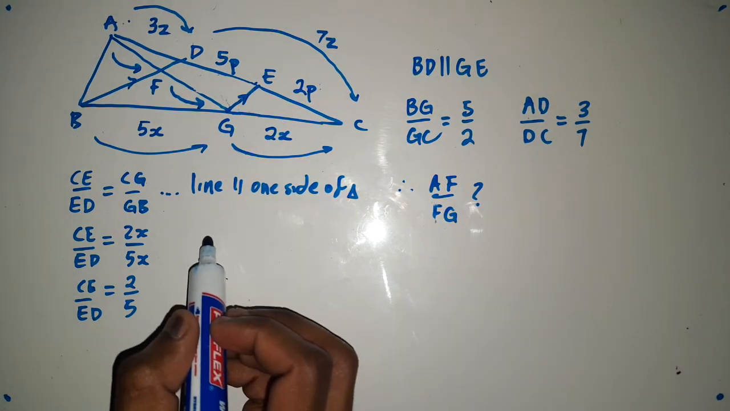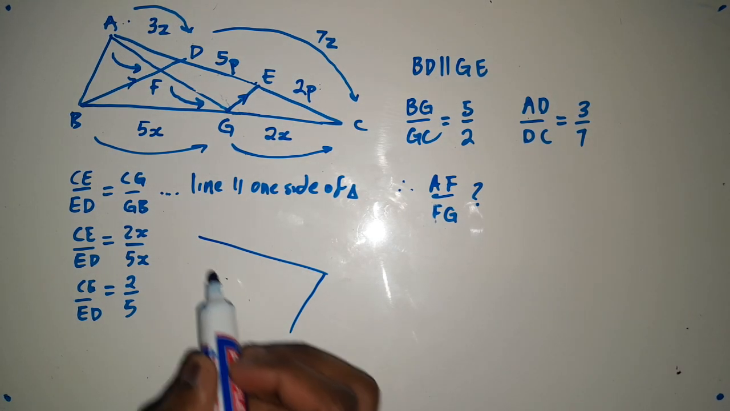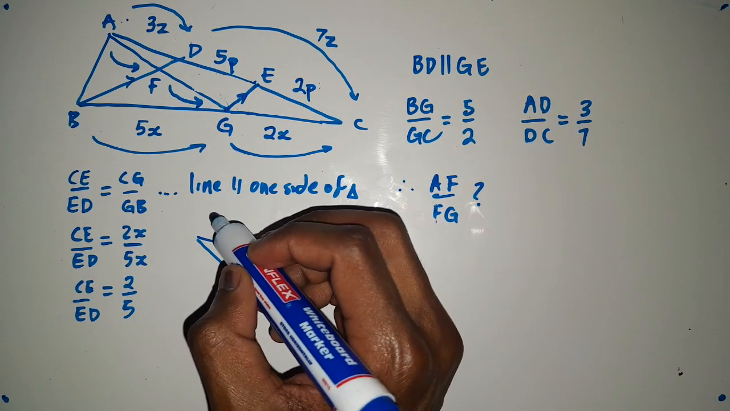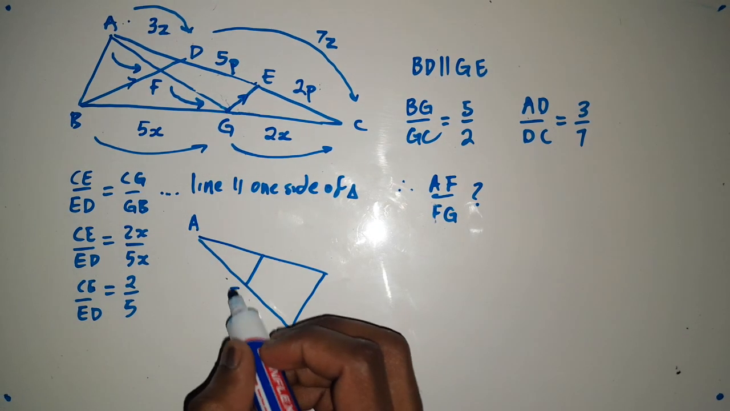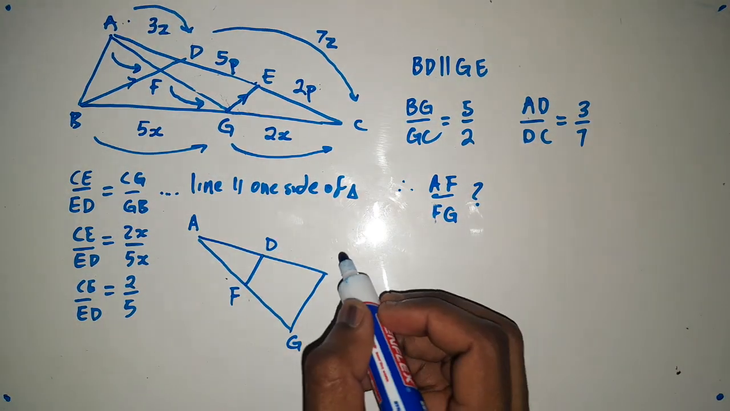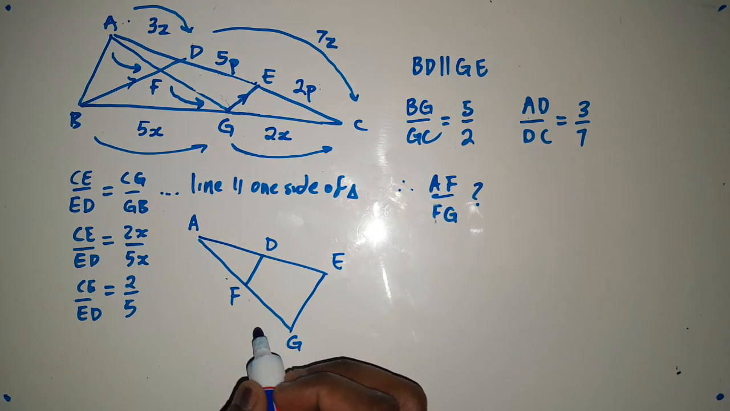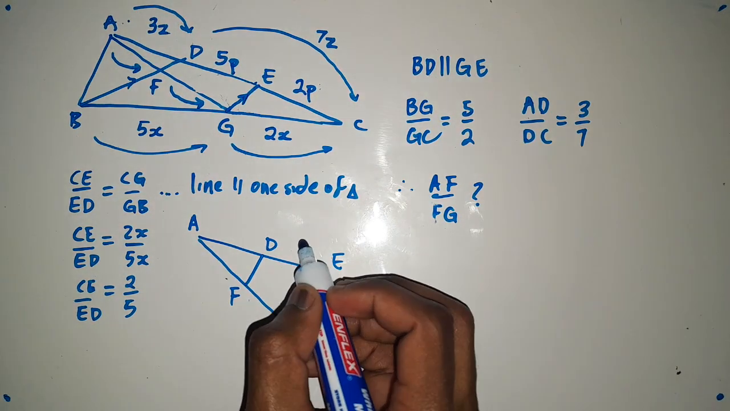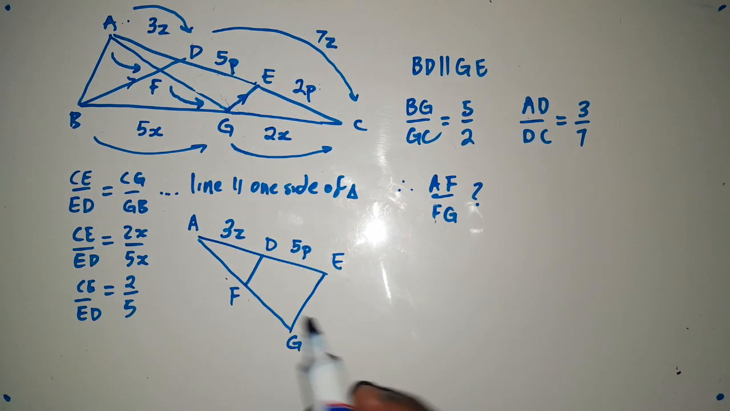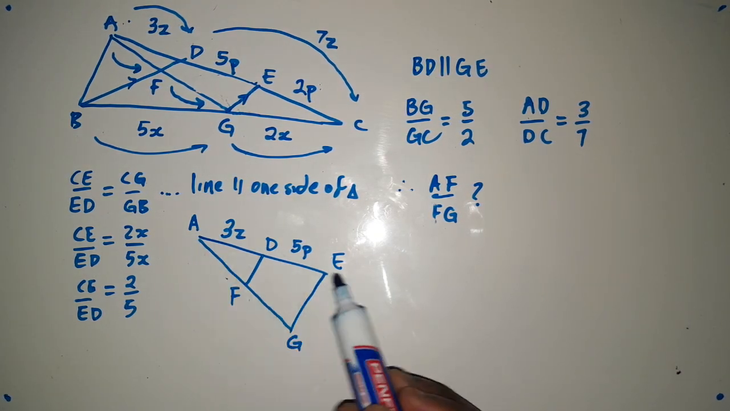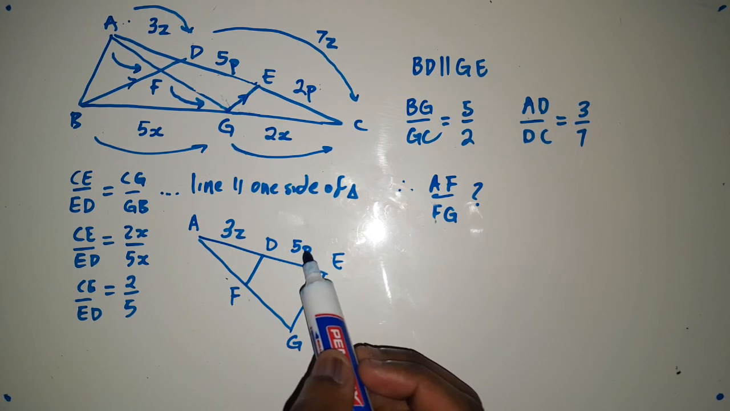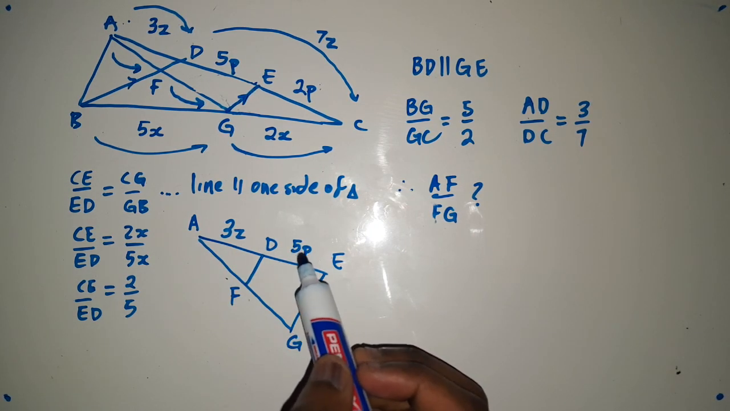Now we want to use this triangle. Bear this in mind. We want to use this triangle A, F, G, D, and E. We want to use this triangle with 3Z. But the problem is the variables are not the same. What are we going to do from here?